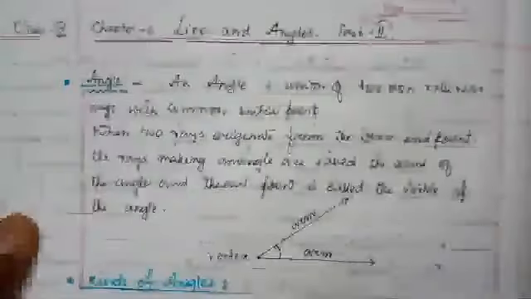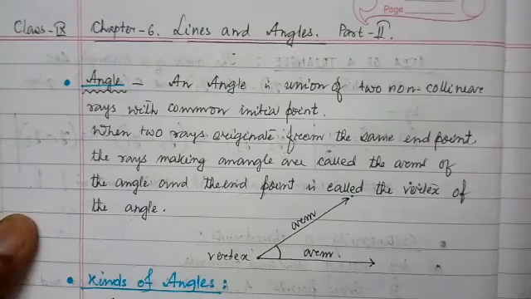Students, for class 9, this is the continuation video of lines and angles part 2. First, we are going to discuss angle. What is an angle? How is an angle formed?